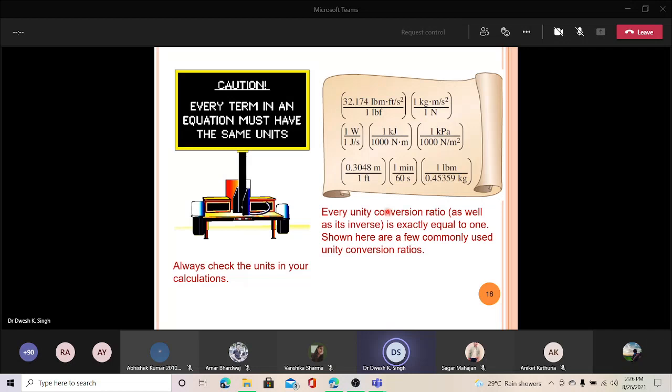Yes, before solving the numerical problems, check the dimensional homogeneity, whether all the dimensions are in the same unit or not. Otherwise, it will give you the wrong answer. That is the requirement basically.